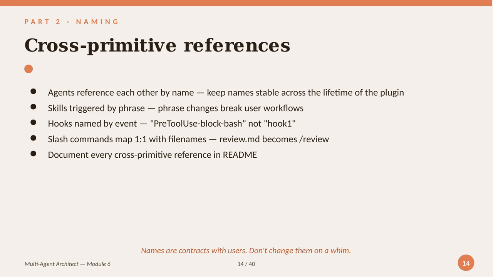Document every cross-primitive reference in the README. If your /command calls @security-auditor, the README mentions both. When you eventually change one, you can find every reference. Names are contracts. Don't change them on a whim. Change them through a major version bump with a migration note.